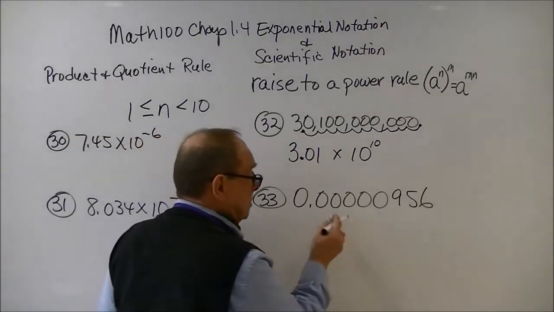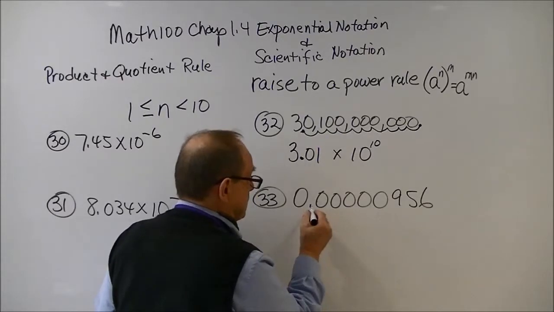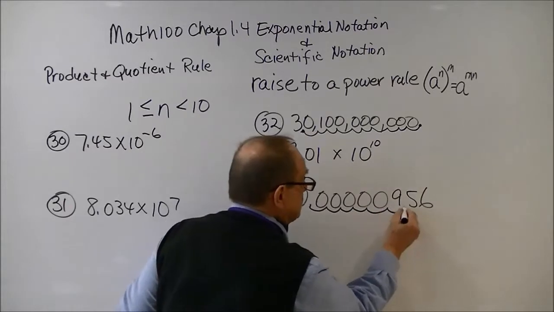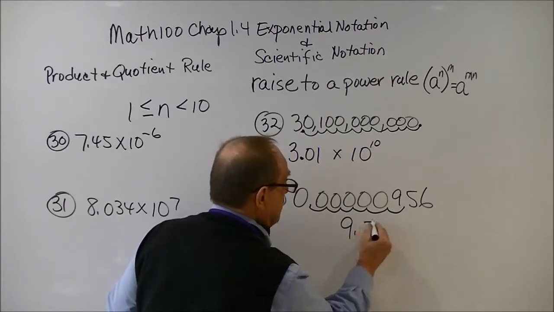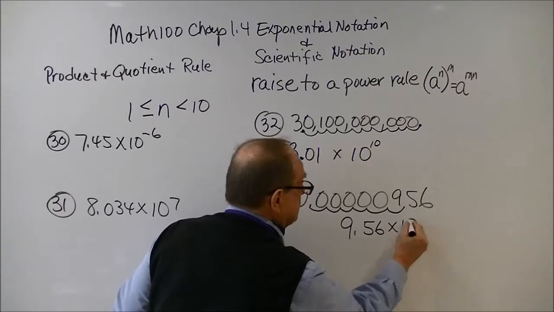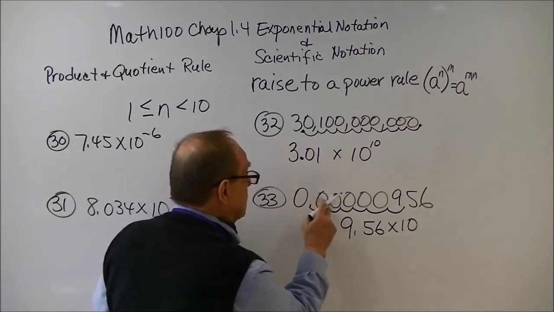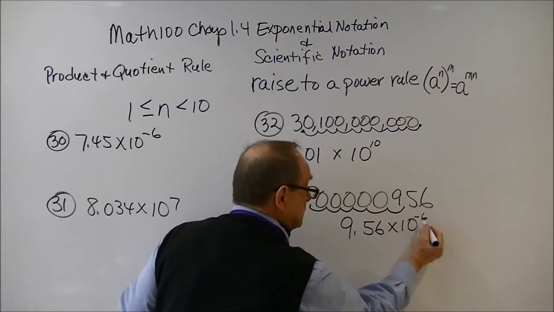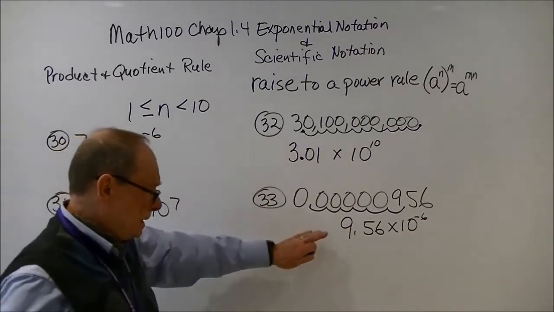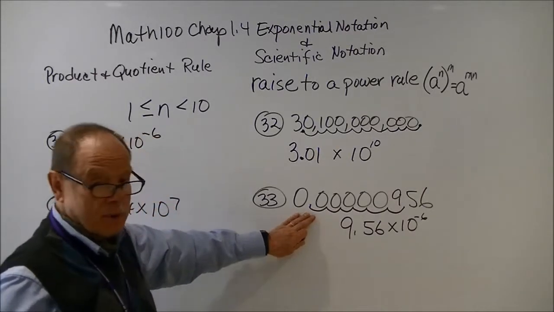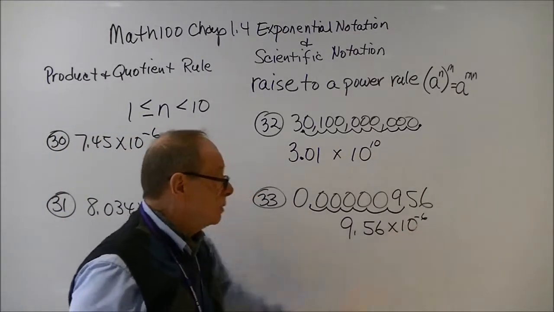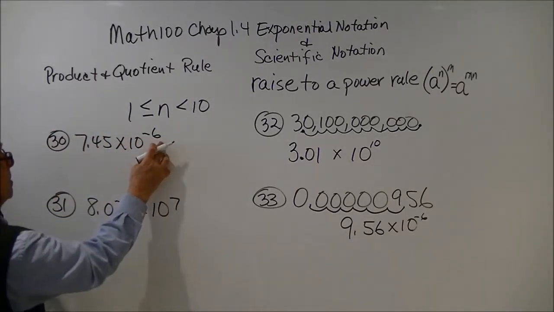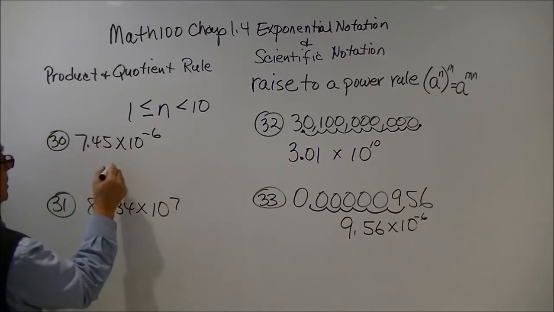Now, the same thing here, but this is a very small number. So we're moving the decimal to the right. 1, 2, 3, 4, 5, 6. So 9.56 times 10. And since we moved it to the right now, that's going to be a negative 6. So that's the scientific notation for a small number. The exponent on the 10 will always be negative. So here, this is a negative exponent. So there's our number.